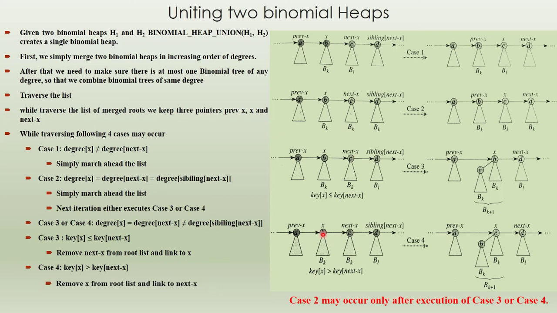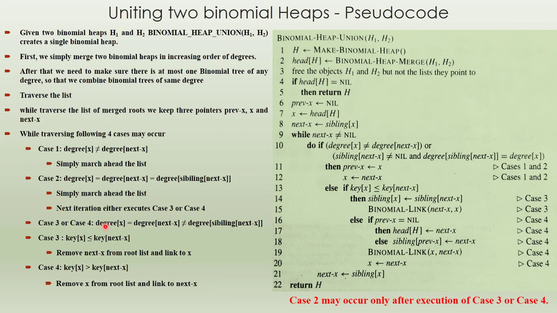Similarly, in case 4, we are comparing key of x and key of next x. So here key of x is greater, that means key of next x is less. So here also we are linking these two binomial trees. To maintain the heap property, we have to make c as the root. For that, what will we do? We will call binomial link x comma next x. So in case 3, this next x will be removed from the root list and linked to x, and this binomial tree will be linked with x. So this left hand side we have already discussed.